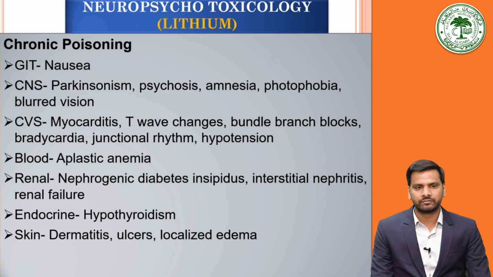Now coming to the chronic poisoning, in the gastrointestinal tract, we will be having nausea. In the central nervous system, we will be having Parkinsonism, psychosis, amnesia, photophobia, and blurred vision. In case of the cardiovascular system, we will be having myocarditis, T-wave changes, bundle branch blocks, bradycardia, junctional rhythm, and hypotension. Along with these three systems, we will be having aplastic anemia in case of blood. If we talk about the renal system, then there will be nephrogenic diabetes insipidus, interstitial nephritis, and renal failure. Among endocrine, we will be having hypothyroidism, and in skin, we will be having dermatitis, ulcers, and localized edema.